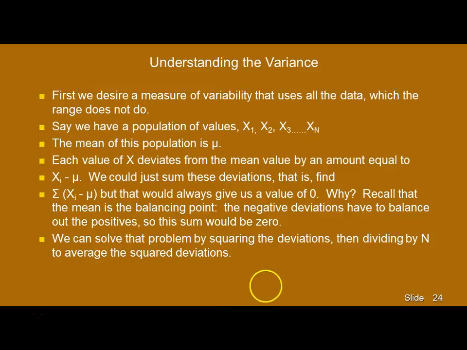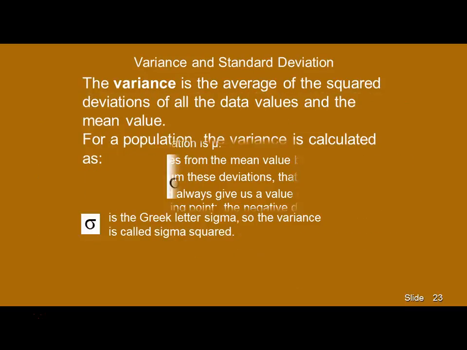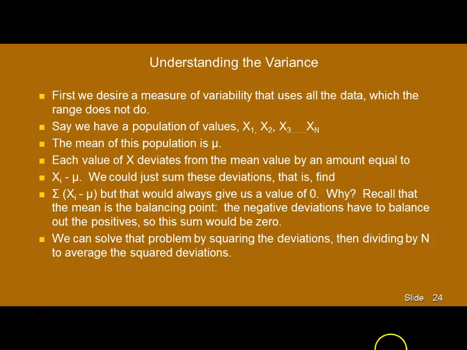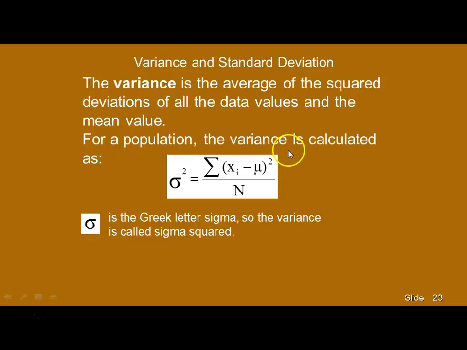Now, how could we prevent these deviations from adding up to 0? Well, we could do that by squaring them. Notice in the formula, that's exactly what we do in the numerator. We square the deviations around the mean. Remembering your math, something squared cannot be negative. And then lastly, we divide by n to basically average the squared deviations. Where else have you seen a sum divided by n? Well, the mean of the data is, of course, a sum of numbers divided by n. So that's why we say that the variance is really the average of the squared deviations around the mean.